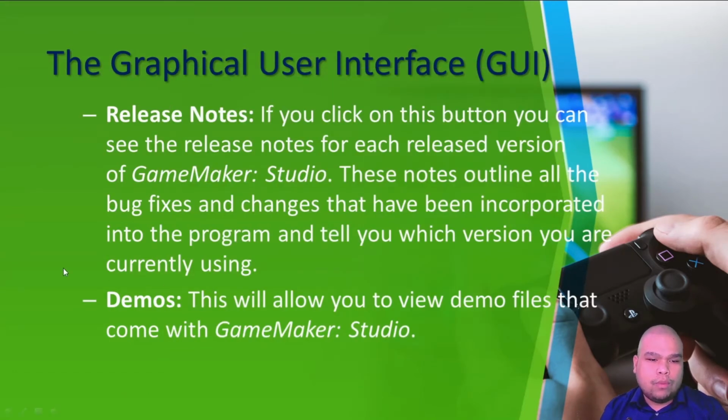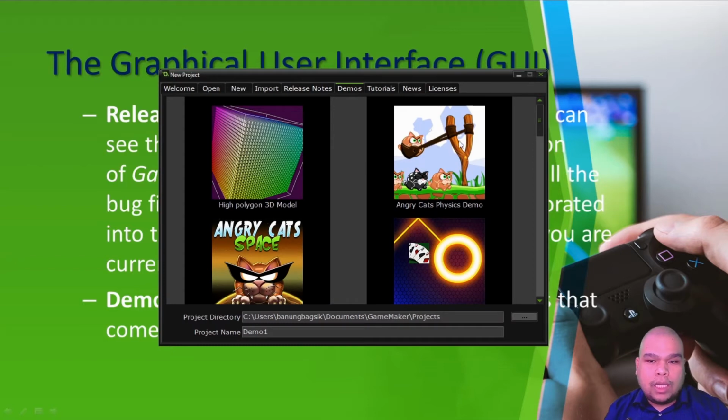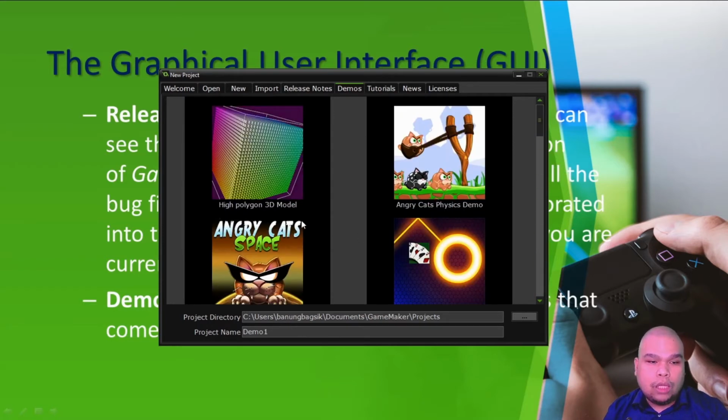Then we also have your demos. This will allow you to view demo files that come with GameMaker Studio. Now let's proceed with this one. So let's say I'll be clicking the demos tab, okay? You'll be seeing some games or some files, okay, that are included in the installer. So you can use this one to check what the capabilities of your GameMaker Studio are.